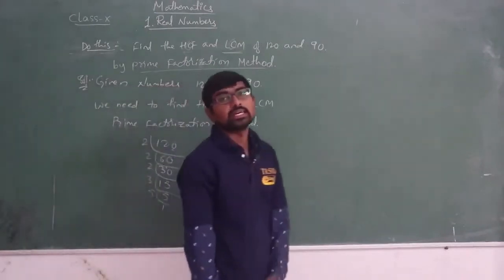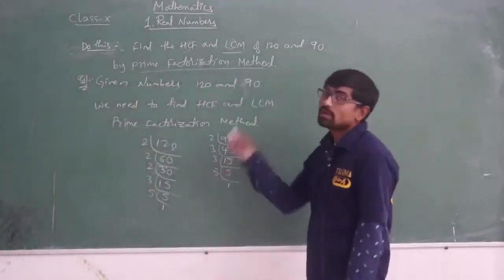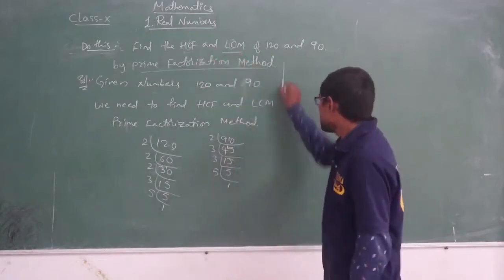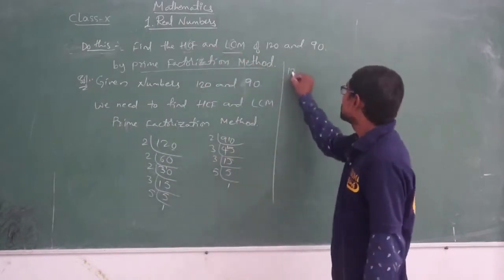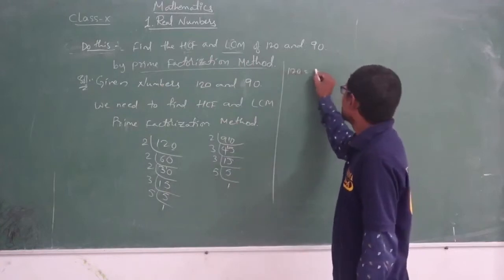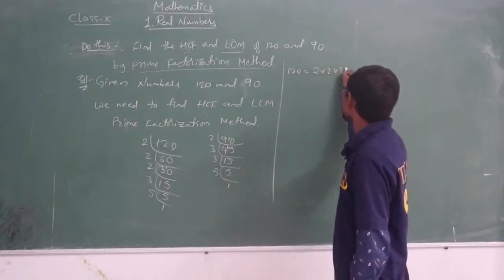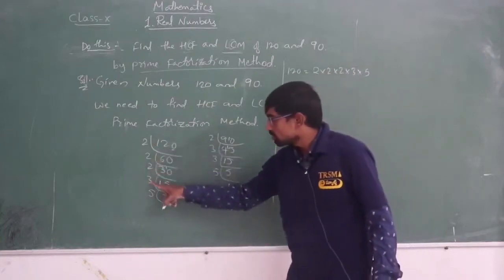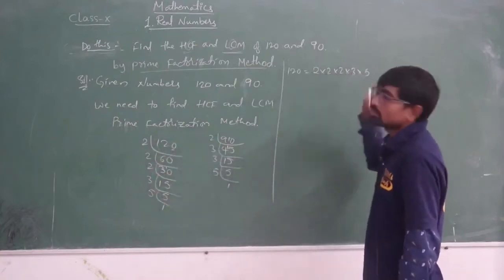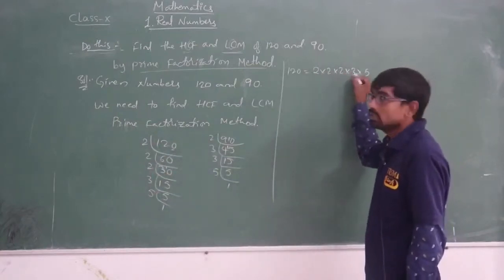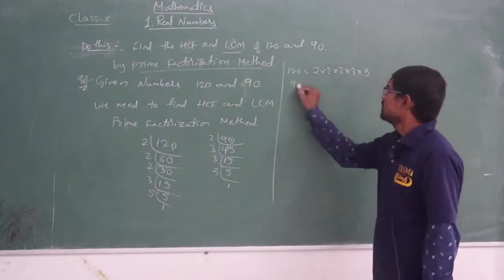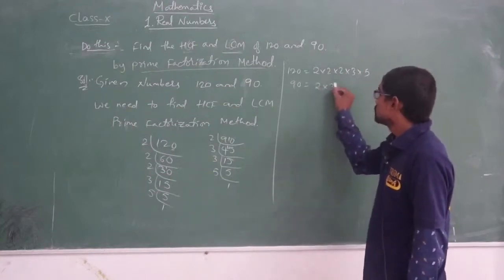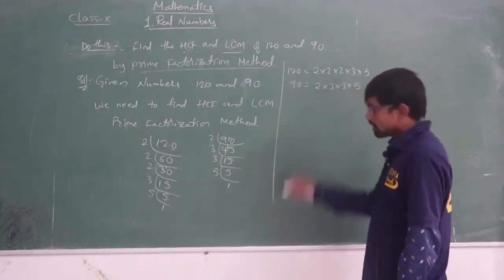Now we have to find LCM and HCF. For that I have to take the common ones. So here I will write the prime factors of 120, that is 2 into 2 into 2 into 3 into 5. So 3 2s are there, 1 3 and 1 5. Similarly, for 90, you have 2 into 3 into 3 into 5.